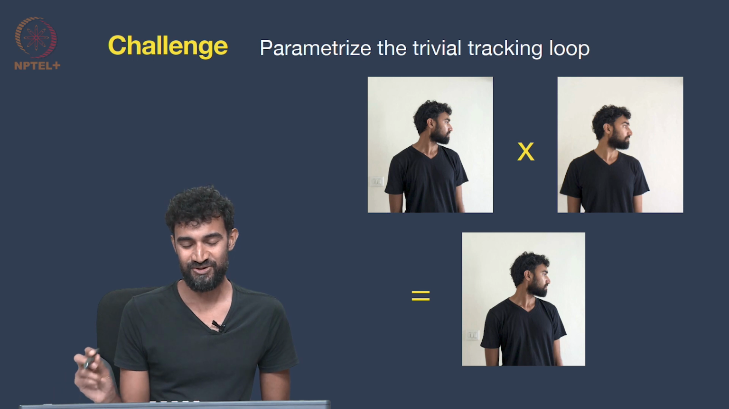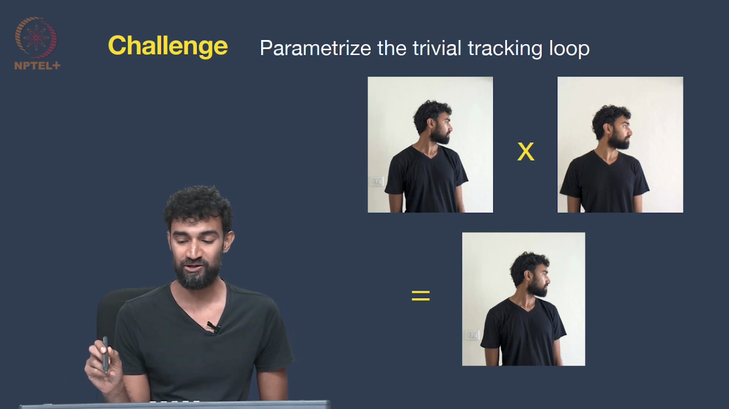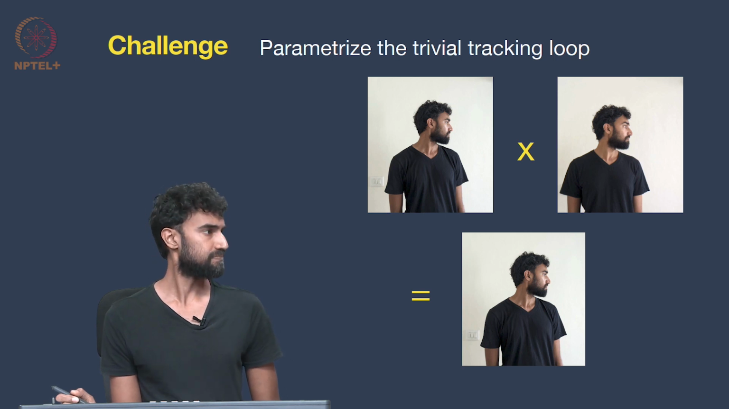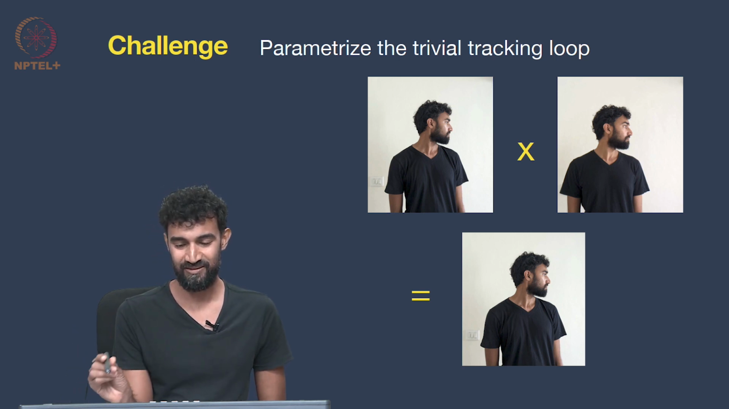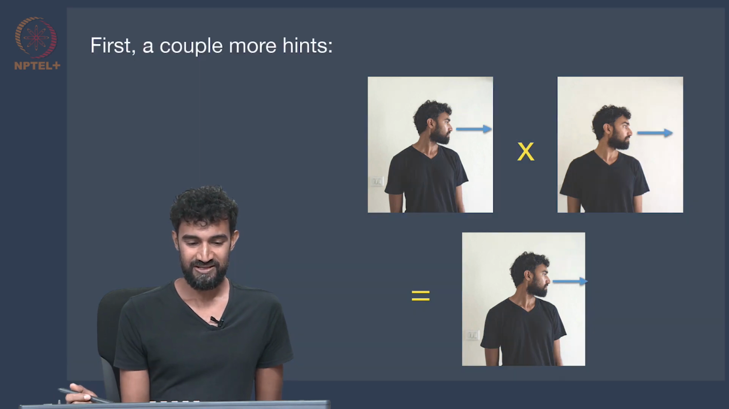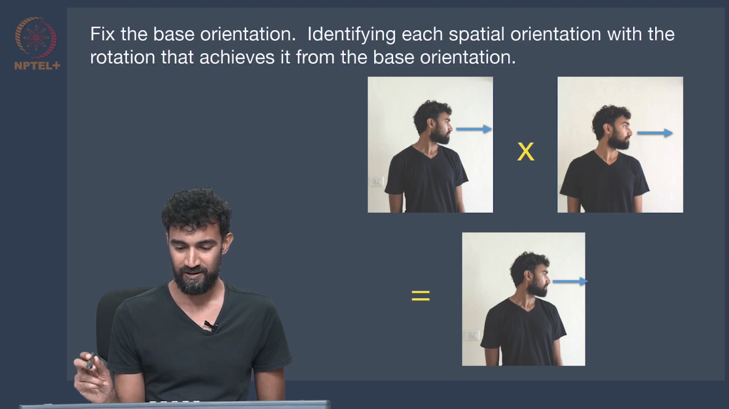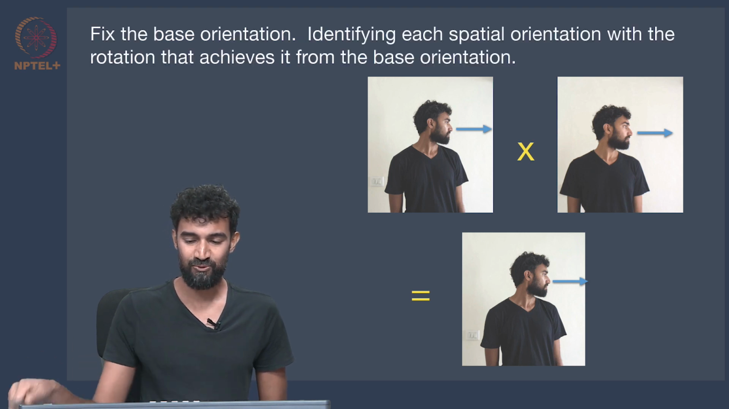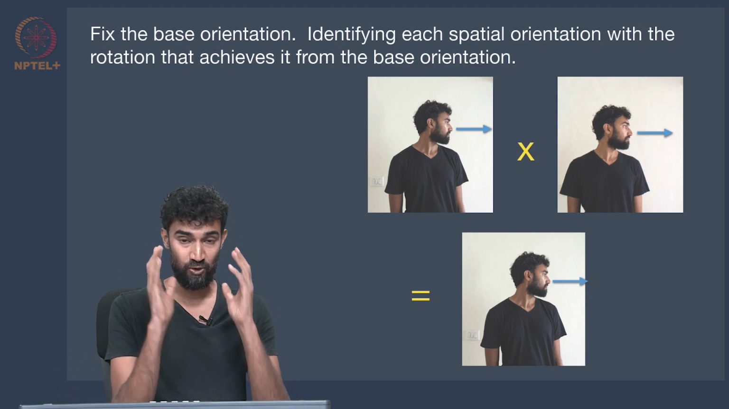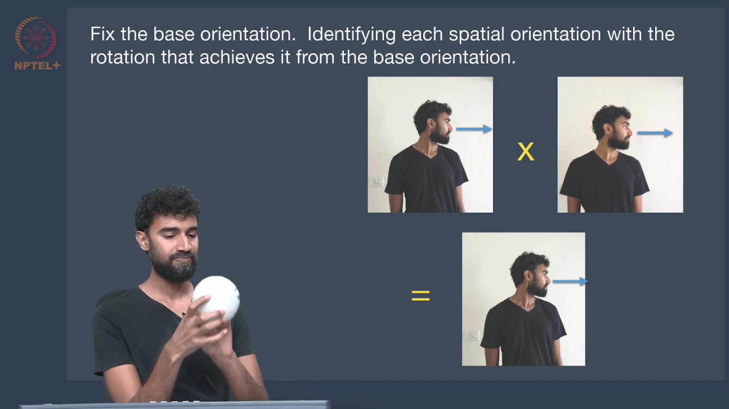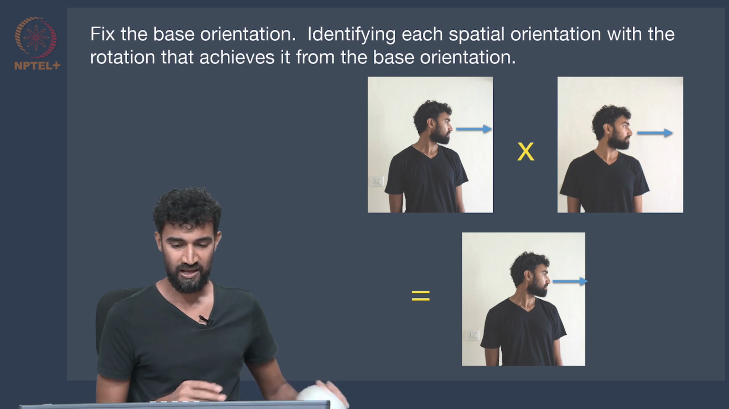All right, so the challenge was to parameterize the trivial tracking loop, this loop here, by decomposing it as a product of two non-trivial loops. So first, a couple more hints. We want to remember that we're fixing a base orientation, namely this one. If you're thinking with Bala, this orientation here.